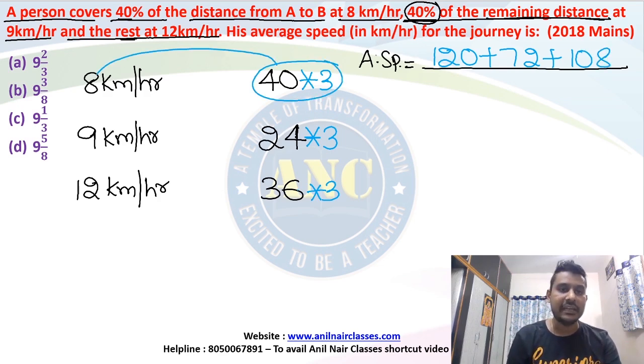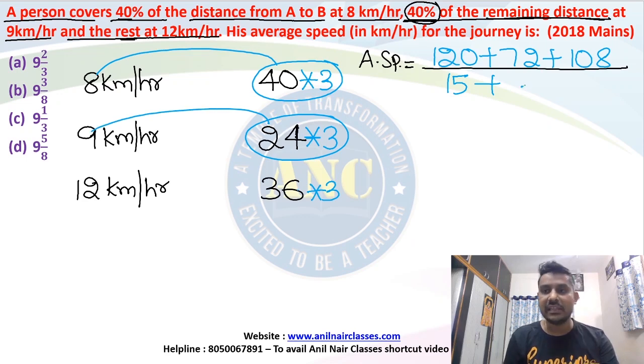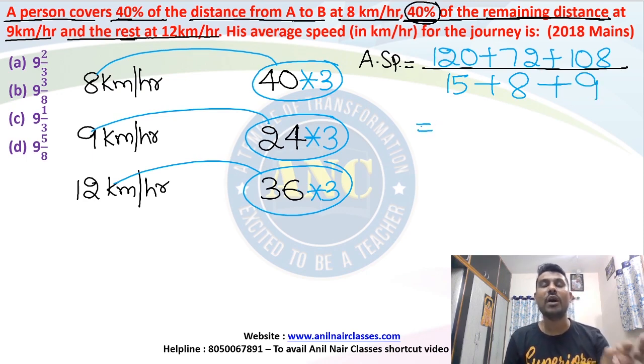120 divided by 8 is 15 hours. 72 divided by 9 is 8 hours. 108 divided by 12 is 9 hours. Calculate this, you will get the answer. I hope you are very clear why I have multiplied by 3. If I do not multiply by 3, 40 divided by 8, you will write as 5. But the next value, 24 by 9, you will write as 24 by 9 only, which is a fractional value. Why take fractions? Just multiply all three things by 3 so that you will avoid fractions.